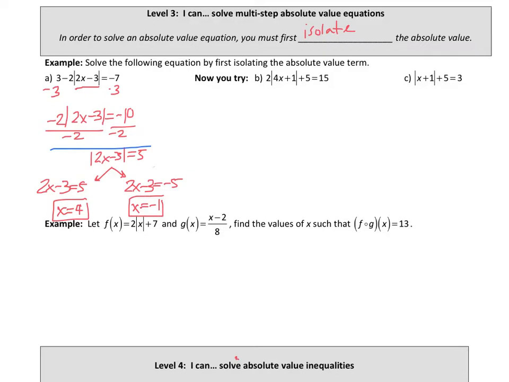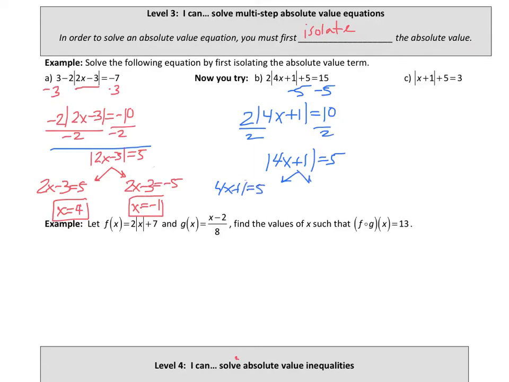Same thing. What if this was like 2x plus 5 equals 15? What would you do? You'd subtract 5 and then divide by 2. So that's what we have to do here. So I'm going to subtract 5. You get 2 absolute value, 4x plus 1 equals 10, and then you divide by 2. Absolute value, 4x plus 1 equals 5. And then again, remember two equations. First one doesn't change. Second one, the only thing that changes is the 5 becomes a negative.